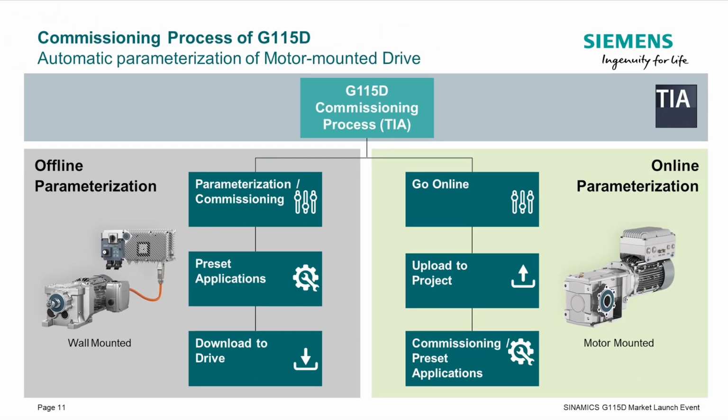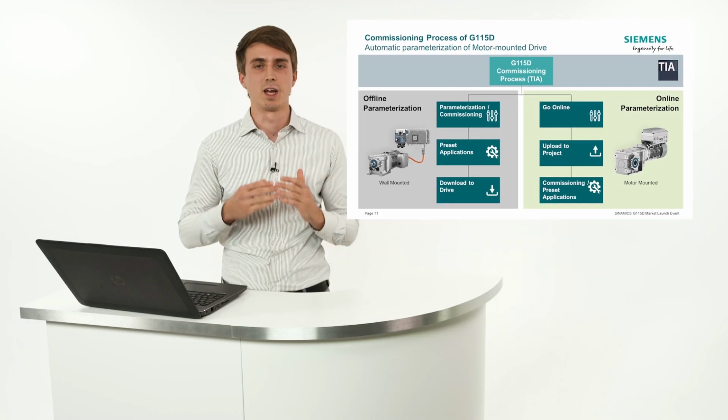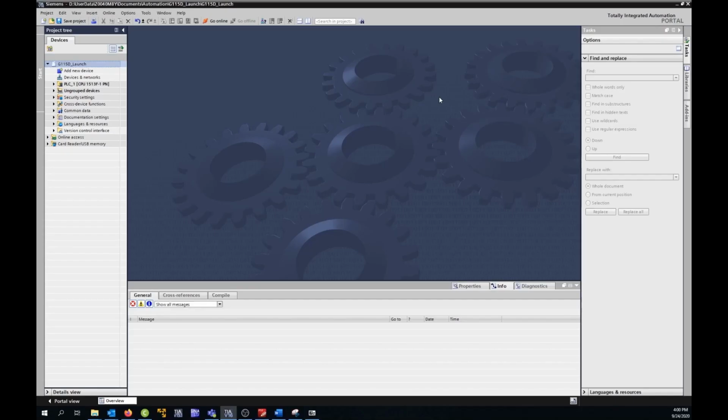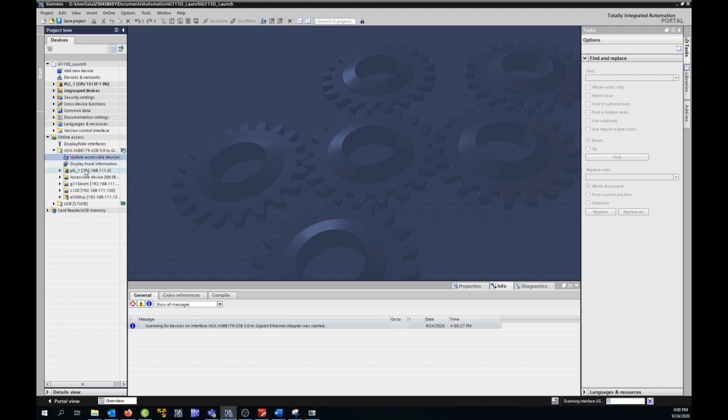All right, so now that we've seen the commissioning process for the wall-mounted version, let's take a look at the motor-mounted version, which has the advantage that we don't have to do the parametrization manually. Instead, we can go online, pull all the data from the drive, and have that in our portal right away. For the commissioning process of our motor-mounted version, we can utilize the online parametrization, which enables us to connect to the drive and pull the relevant information straight from the drive instead of manually entering it into the system.